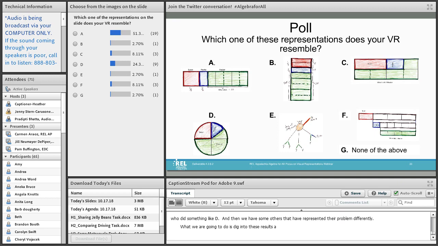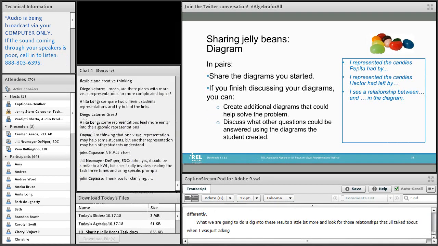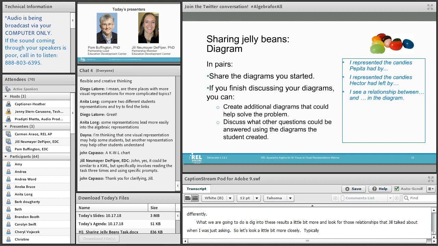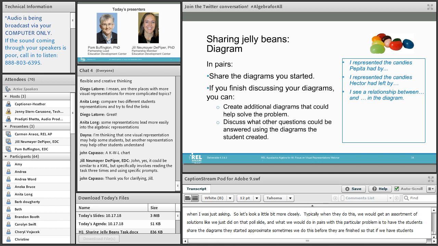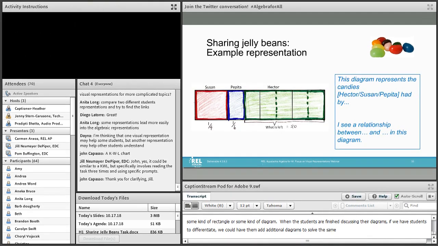What we're going to do is dig into these results a little bit more and look for those relationships that Jill talked about when I was just asking. So let's look a little bit more closely. When we do this, we would get an assortment of solutions like we just did on that poll slide. And what we would do in pairs with this particular problem is to have the students share the diagrams they started. Sometimes we do this before they're finished so that if we have students who are really having a hard time getting started, it's a little bit of traction for them to start to see, oh, I could start by creating some kind of rectangle or some kind of diagram. When the students are finished discussing their diagrams, if we have students to differentiate, we could have them add additional diagrams to solve the same problem.